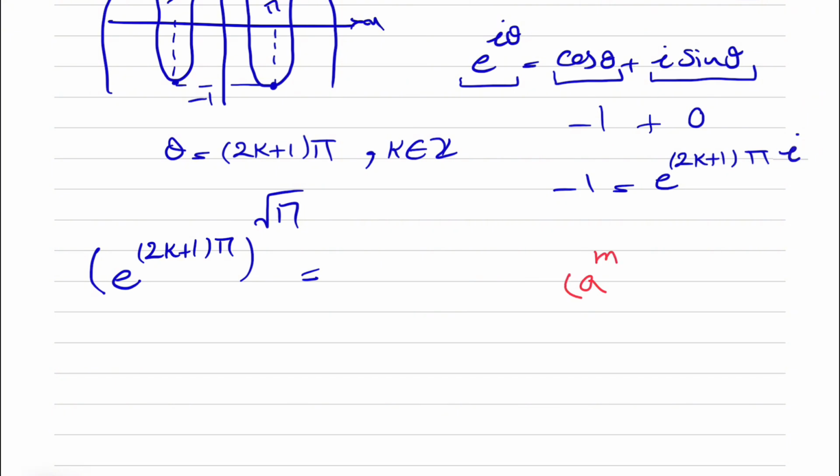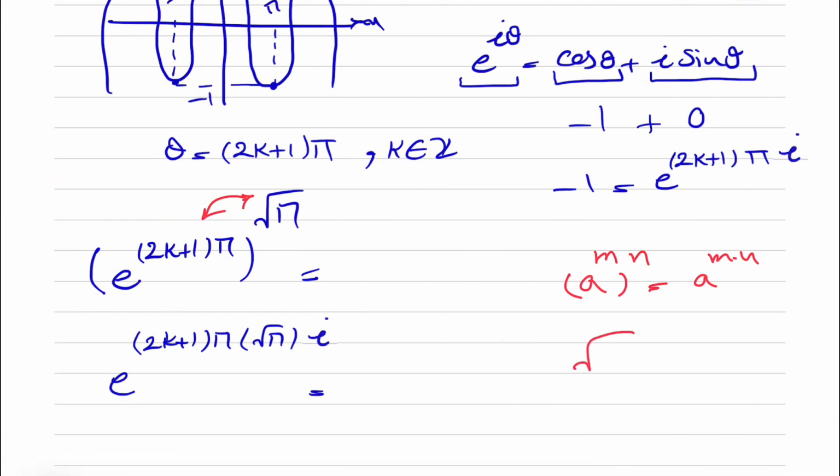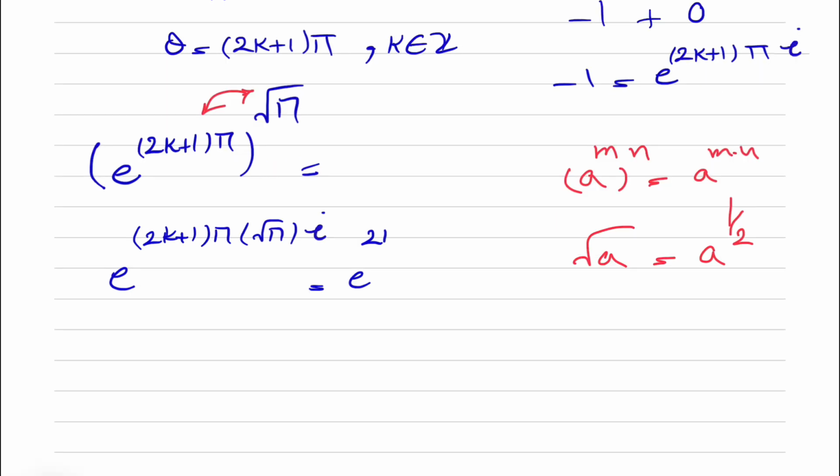When we have a to the power of m, to the power of n, this will be equal to a to the power of m times n. So basically we can multiply these two. Let's do that. We have e to the power of (2k plus 1) times pi times square root of pi. And we know that a square root of something is equal to that something to the power of 1/2. So we have pi to the power of 1/2 in the exponent: e to the power of (2k plus 1) pi times pi to the power of 1/2.